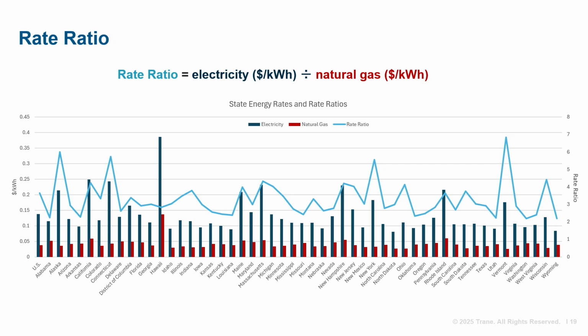The average rate ratio in the United States is 3.6, and each state's average rate ratio varies from 2.2 to 6.8. The higher the rate ratio, the greater the difference between the price of electricity and the price of natural gas. Rate ratios provide a general view that can help with preliminary electrification and decarbonization decisions.